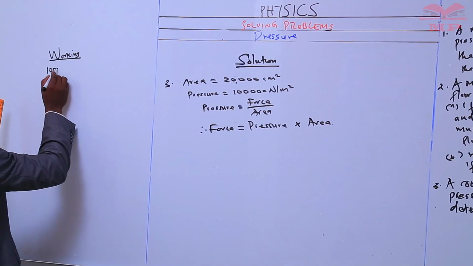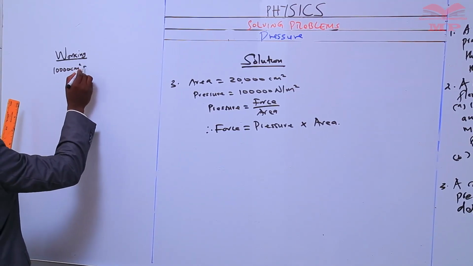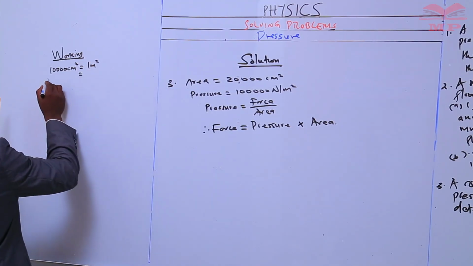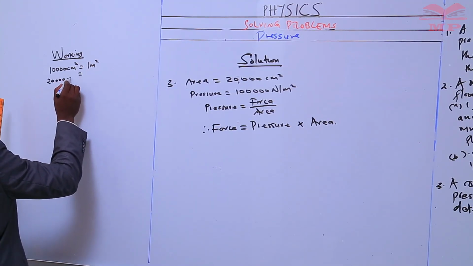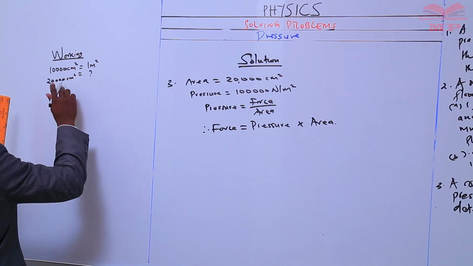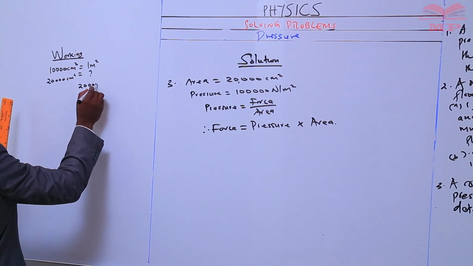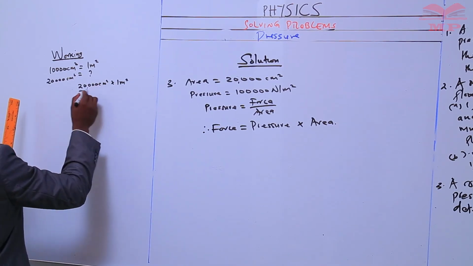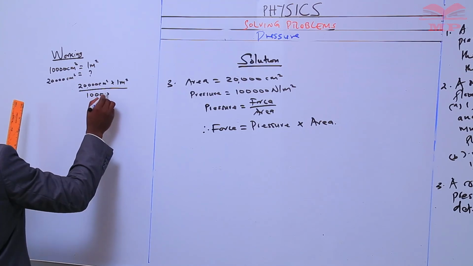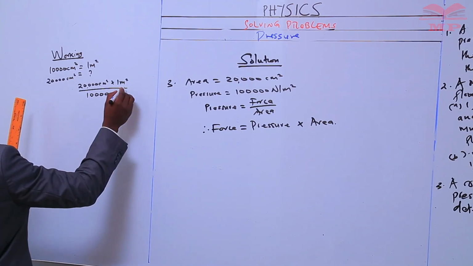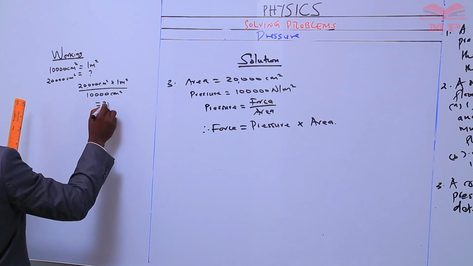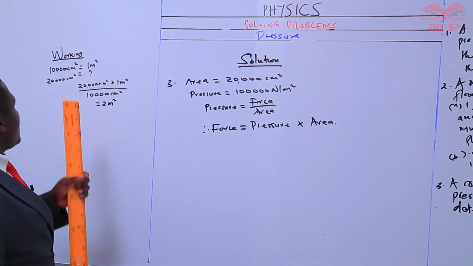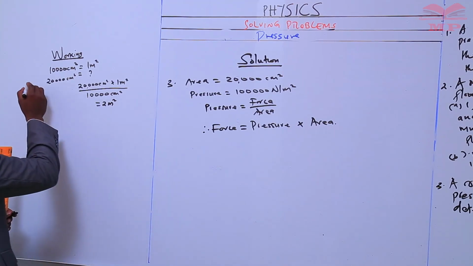So, we have here our working. We know that 10,000 centimeters squared is given by 1 meter squared. So what about 20,000 centimeters squared? So we cross multiply. We have 20,000 centimeters squared times 1 meter squared, then over 10,000 centimeters squared. So this gives me 2 meters squared. This is our area.